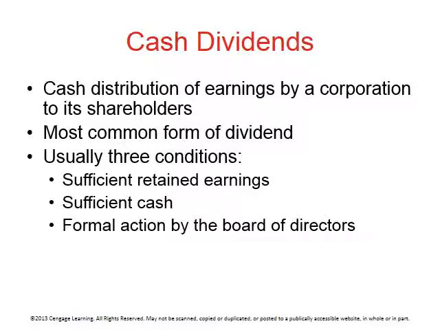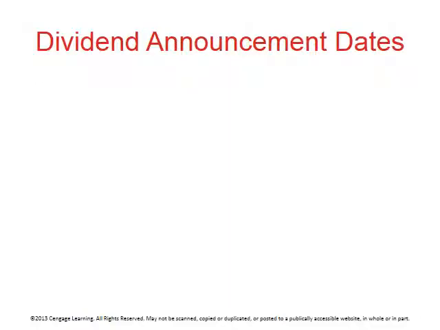You also have to have the cash to pay the dividend. If you want to pay a $1 million dividend and you only have $600,000, then you can't pay the dividend. You don't have the money. And then the board of directors has to vote on the dividend and approve it.